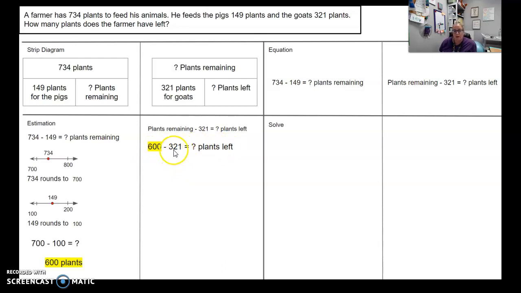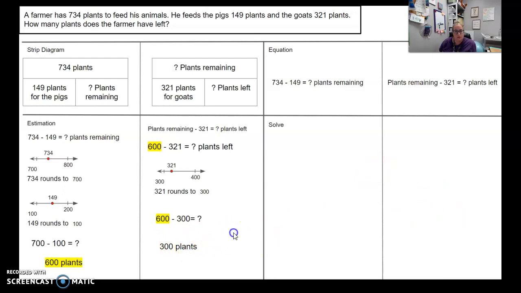Well, again, I'm going to round my 321. And I'm going to use my number line to help me. So I have 300 on this side and 400 on this side, and 321 is somewhere around here. So I'm going to say that 321 rounds to which one? 300 or 400? That's right, it's going to round to 300. So my new equation is going to be 600 minus 300. Well, if I have 600 and I take away 300, I am left with, that's right, 300. So I know tomorrow, whenever I solve, that my final answer should be somewhere around 300 plants.